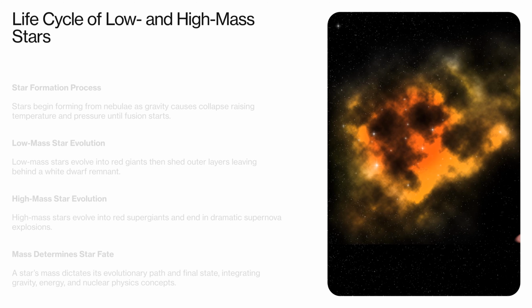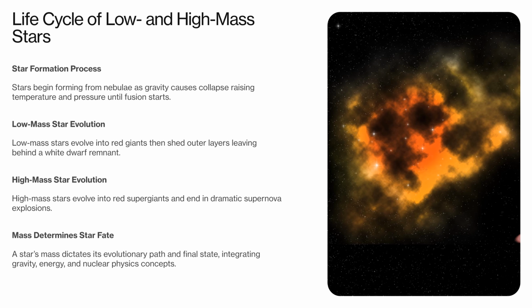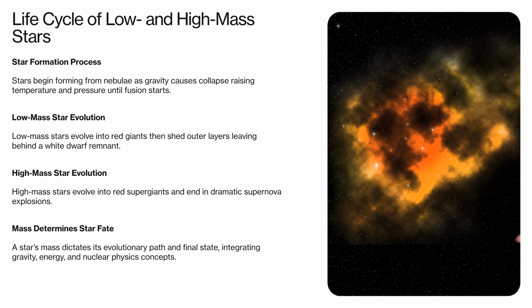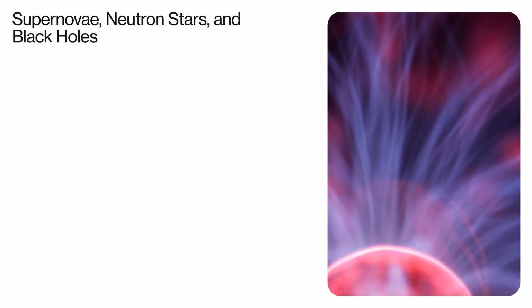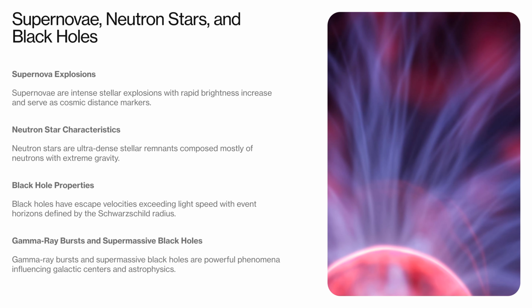Stars form from nebulae as gravitational collapse increases temperature and pressure until nuclear fusion begins. Low-mass stars, like the Sun, evolve into red giants before shedding outer layers and leaving behind a white dwarf. High-mass stars undergo more dramatic evolution, forming red supergiants and ending their lives in supernova explosions. Supernovae are powerful stellar explosions marked by a rapid increase in absolute magnitude.